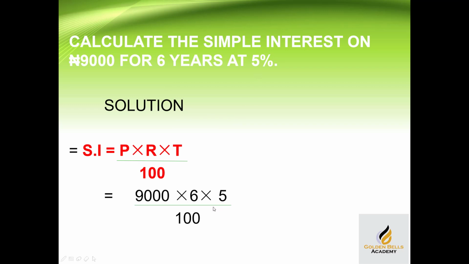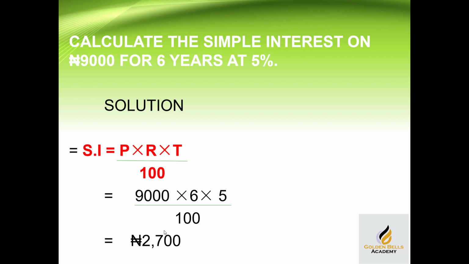2,700 naira. Don't forget the 2 zeros in the 100 can cancel out 2 zeros out of the 3 zeros you have in 9,000. So you have 90 times 6 times 5, and that gives you 2,700 naira. Good. Hope you're getting it. Bravo.